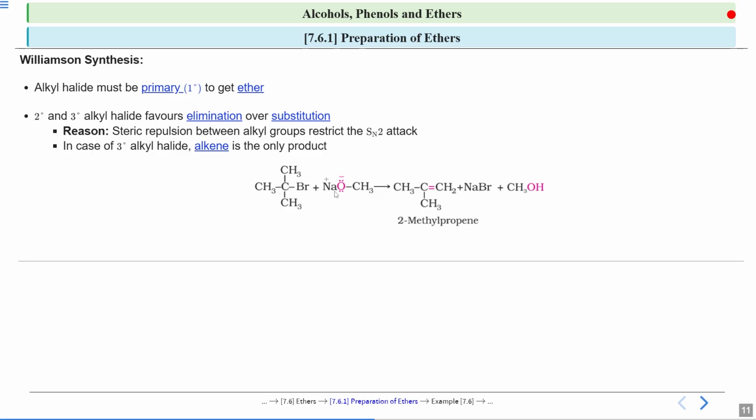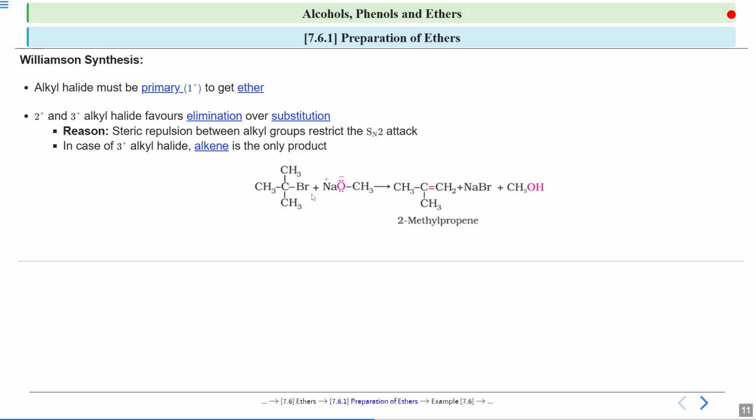Now what happens in Williamson synthesis is that this oxygen, which has its electron density, attacks this carbon of your alkyl halide. Now imagine that this carbon is further connected to 3 methyl groups. So the steric hindrance factor is over here. Sterically it is not favored because there is steric repulsion between the alkyl groups. So your SN2 attack is not favored. That is why it is preferred to take primary alkyl halide if you want to get an ether.